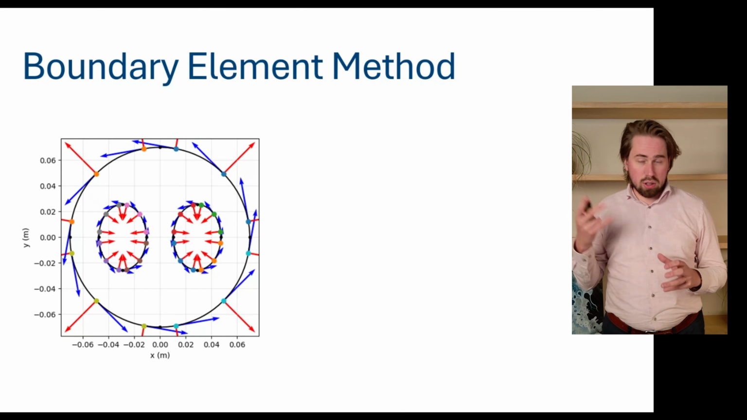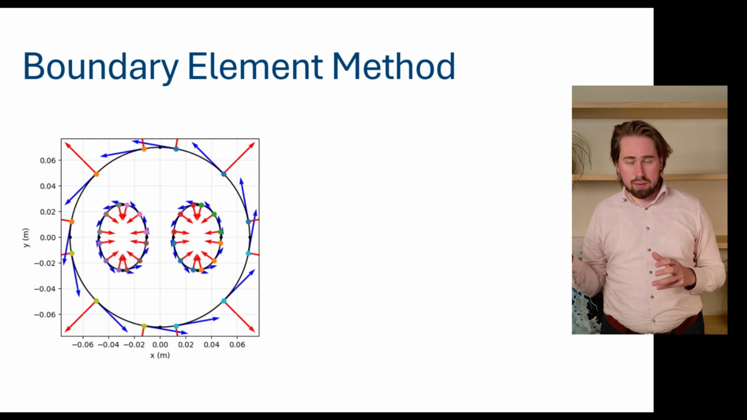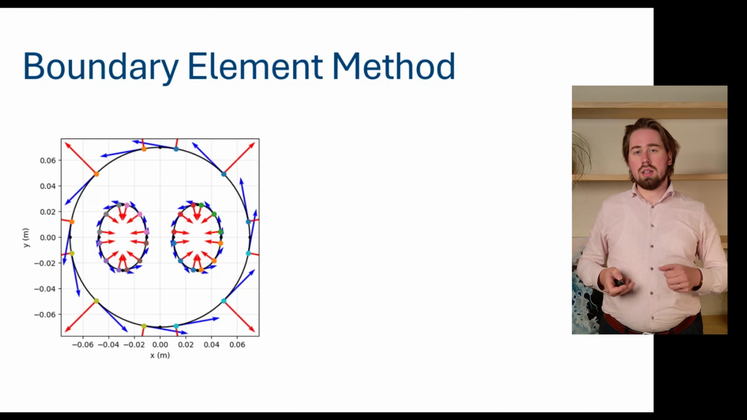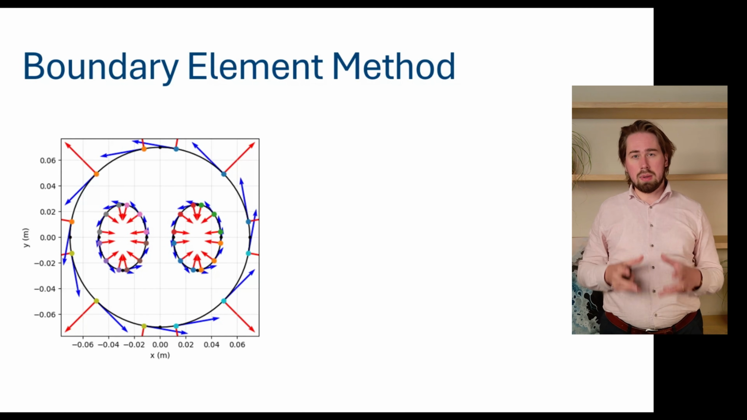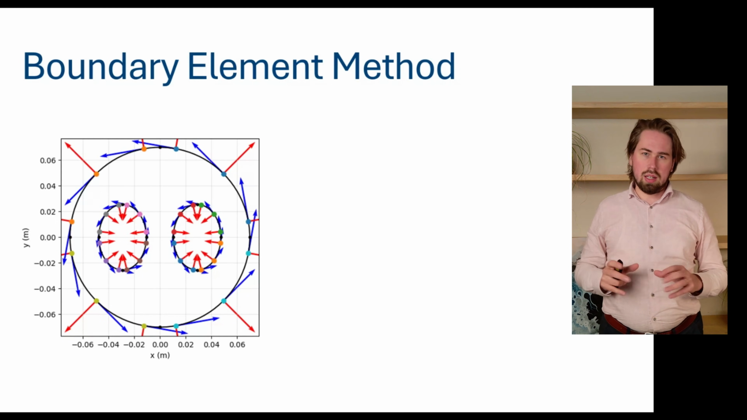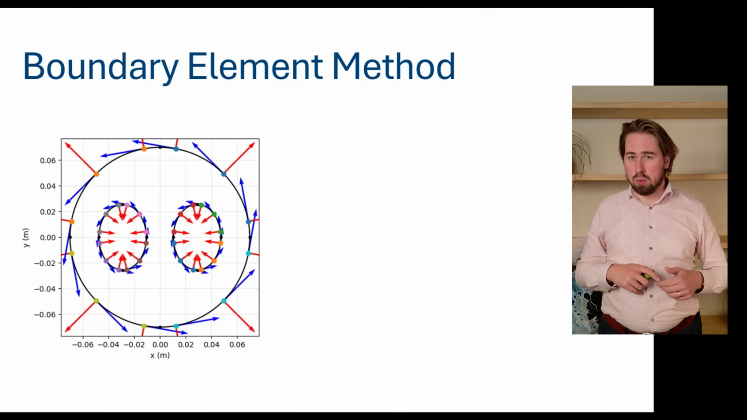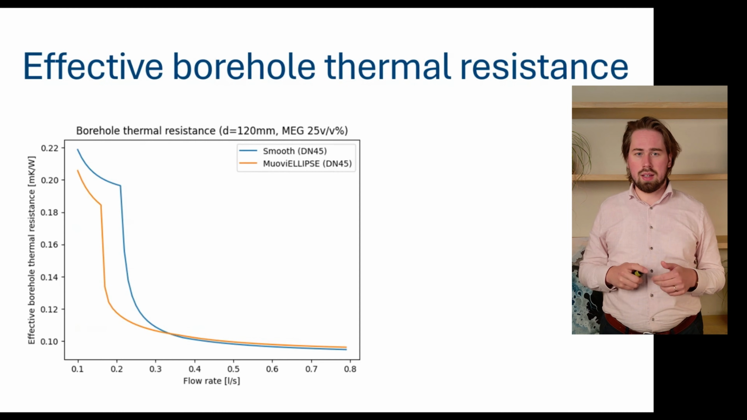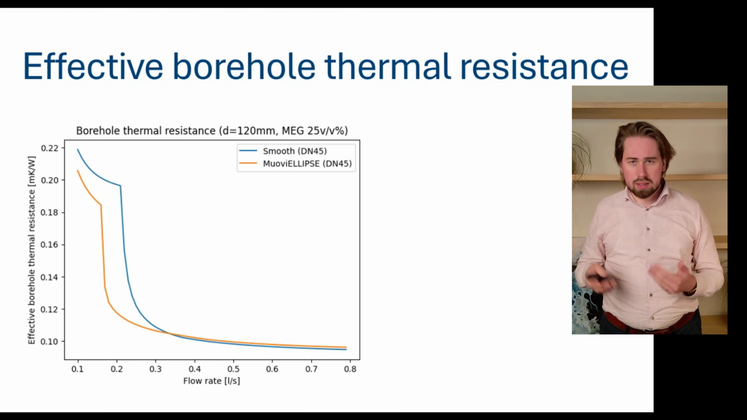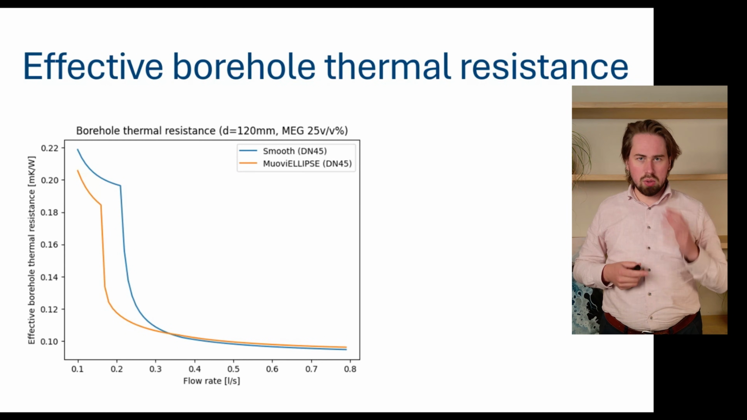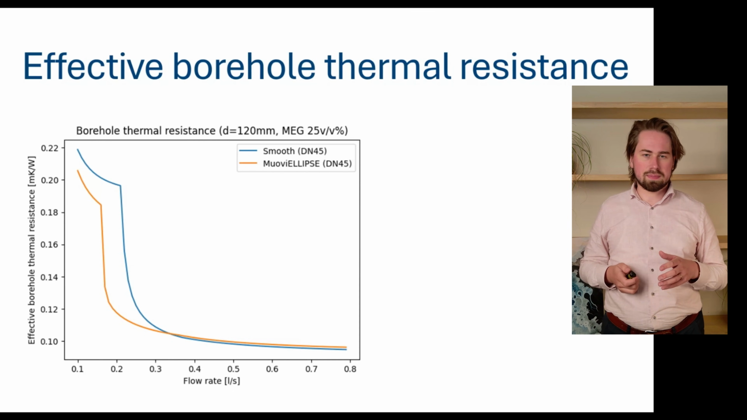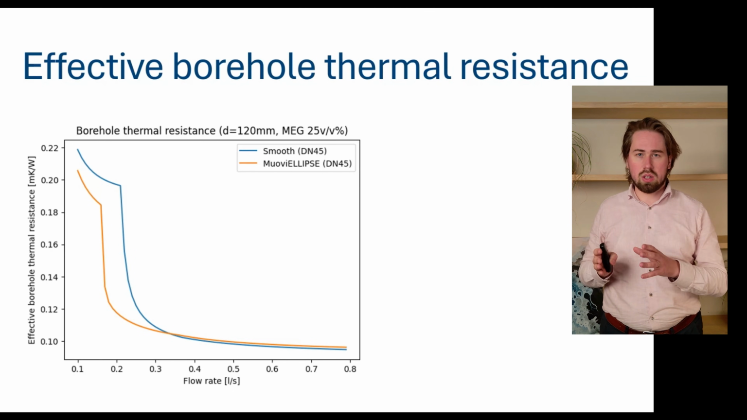Now, given our correlations from the CFD simulations and given this methodology, are these results for the heat transfer inside the pipe and inside the borehole. Let us take a look at the effective borehole thermal resistance. This is given here for a borehole with a length of 100 meters, a grout of 1.5 watt per meter Kelvin. We see here the MuoviELLIPSE, a DN45, and as a reference also a smooth pipe, DN45.